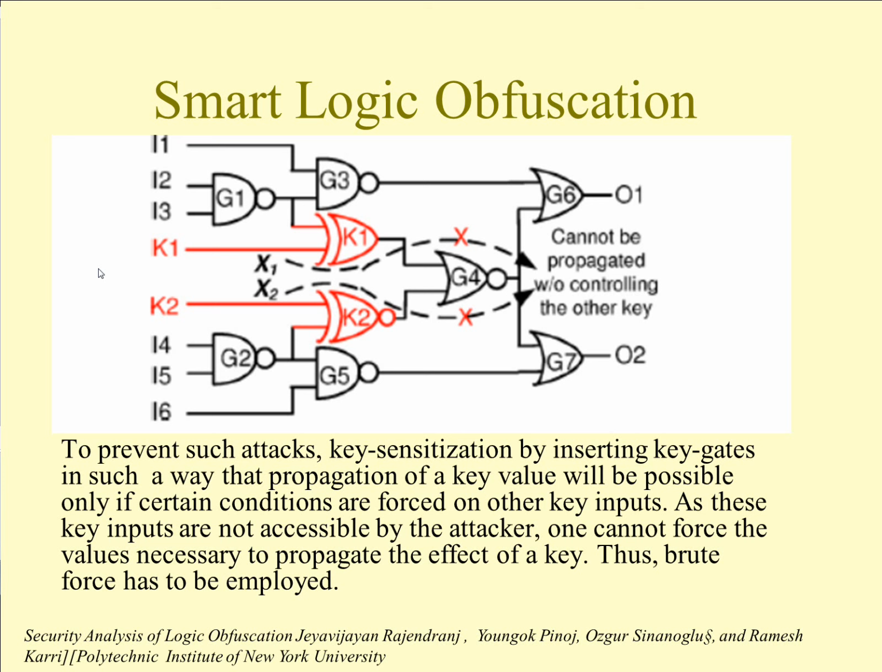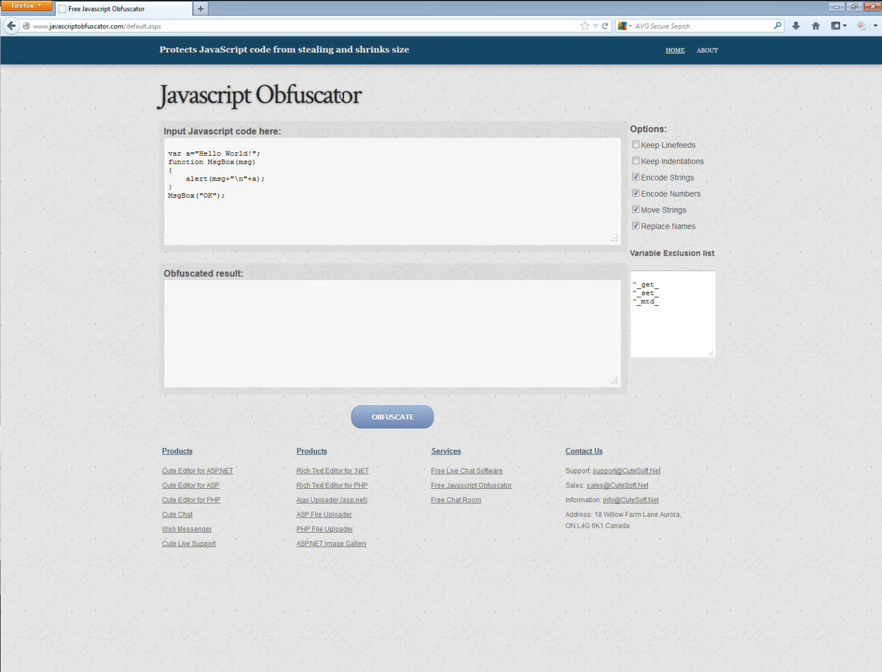However, even with a brute force method, you're going to have to know what output you're expecting based on the input. So you're going to have to know something about the circuit before you even start doing some brute force. So, interesting designs. Let me show you now a JavaScript obfuscator. You can take a look at this site, javascriptobfuscator.com, and you can type in some JavaScript code up here at the top, and then you can click the obfuscate button, and you'll see what comes out down here at the bottom.